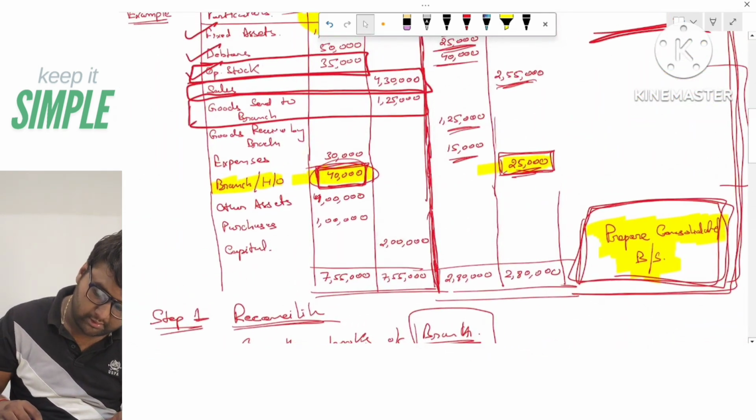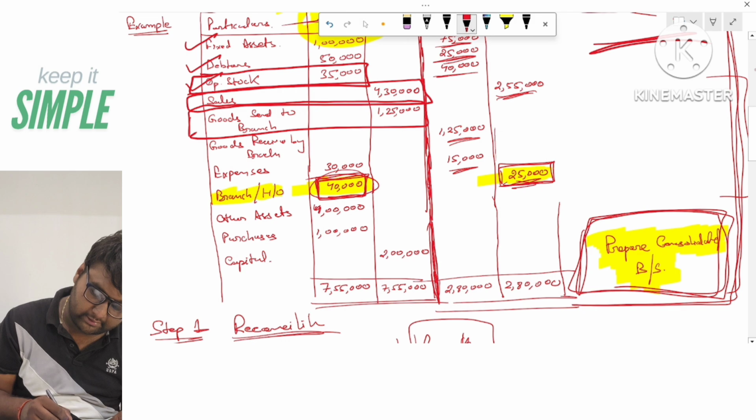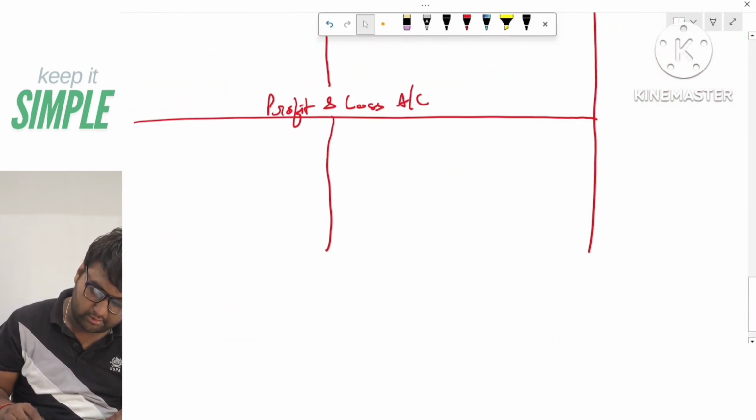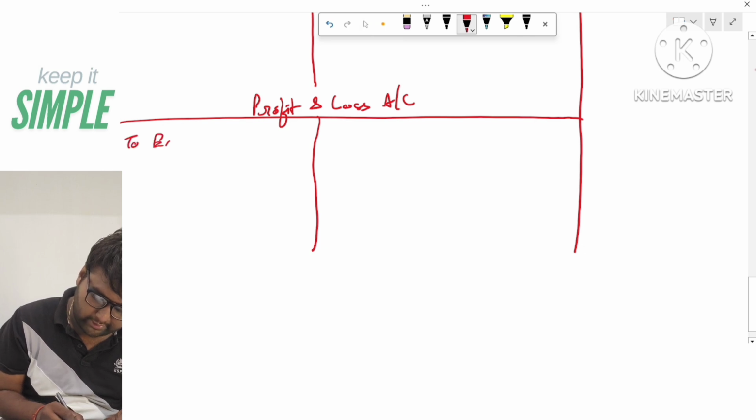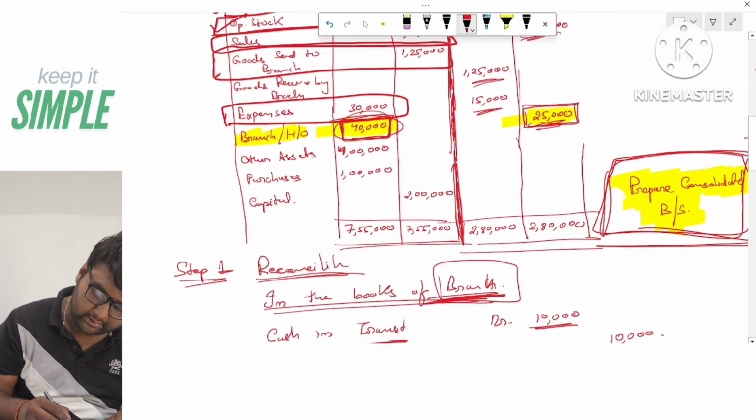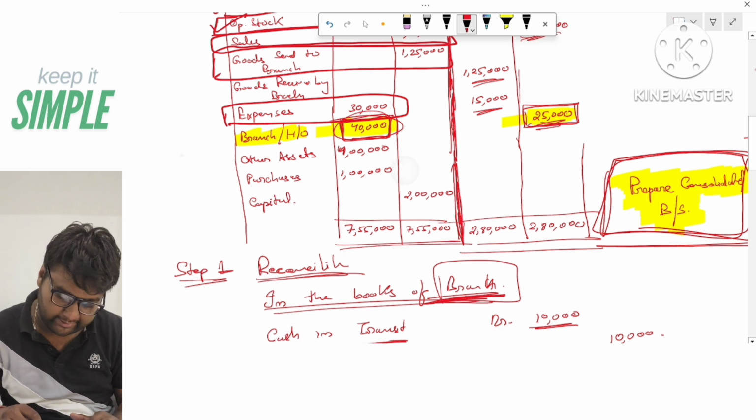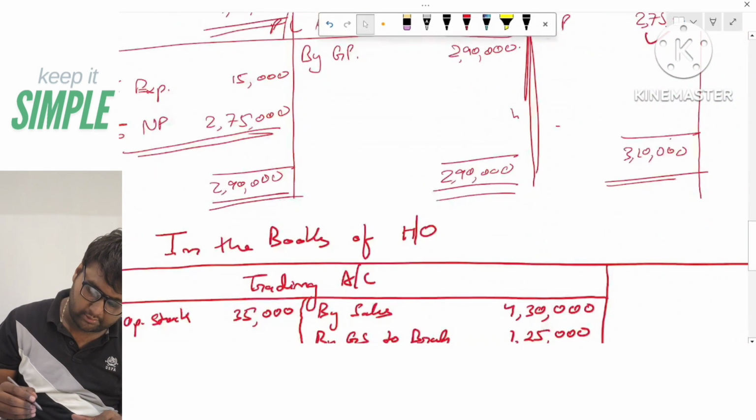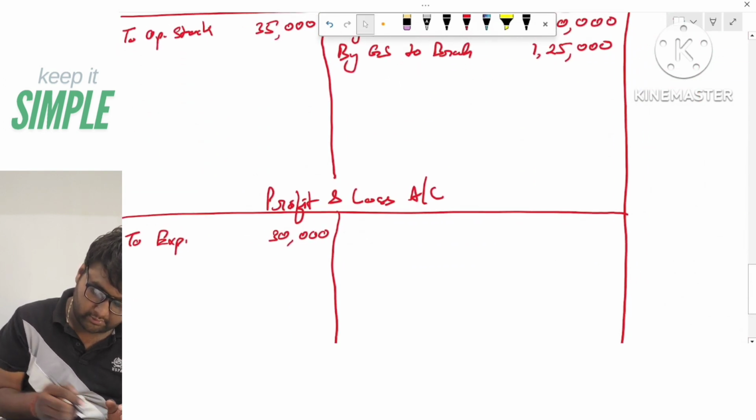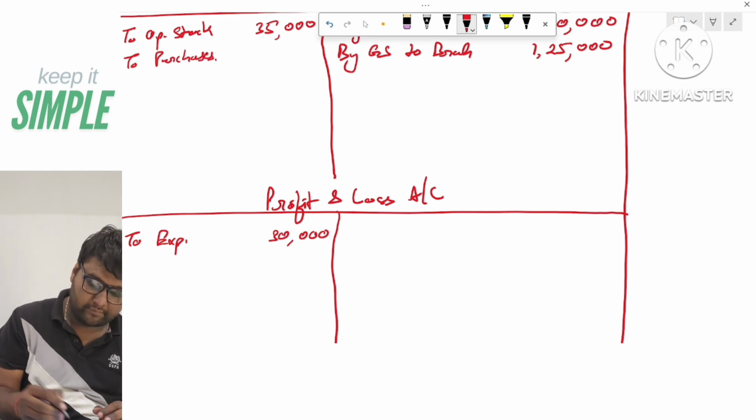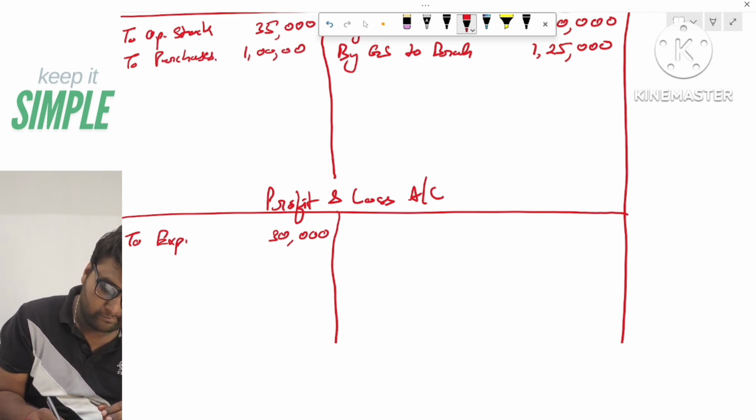Then expense 30,000. This is also a PL item. So to expense 30,000. Then this is branch or head office, that is a balance sheet item. Other asset is also a balance sheet item. Then purchases. So to purchases. What was the figure? That was 1 lakh, I guess. Correct.